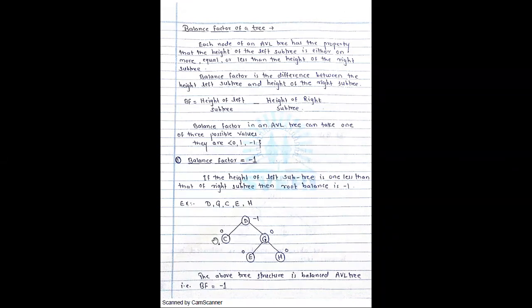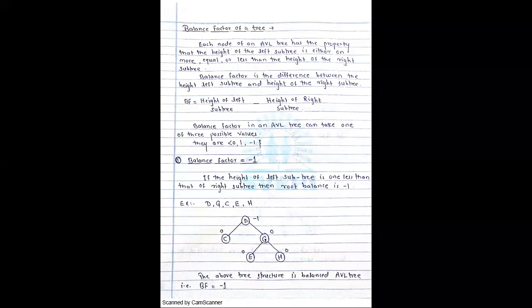What is the height of the left subtree here? 1. And what is the height of the right subtree? 2. Right. Now use the formula of balance factor. So 1 minus 2, that is -1. Now all of you remember. So how are you writing now? What is the balance factor of C? What is the balance factor of C?